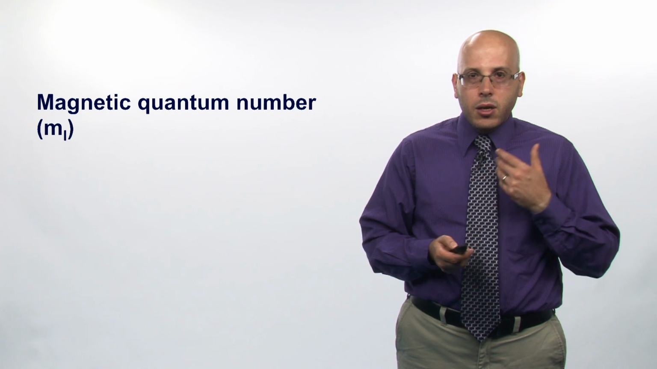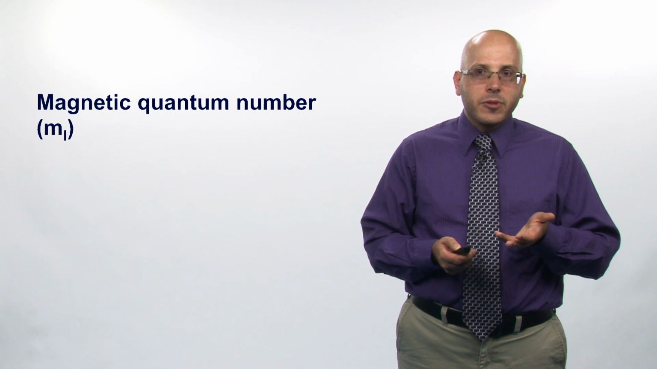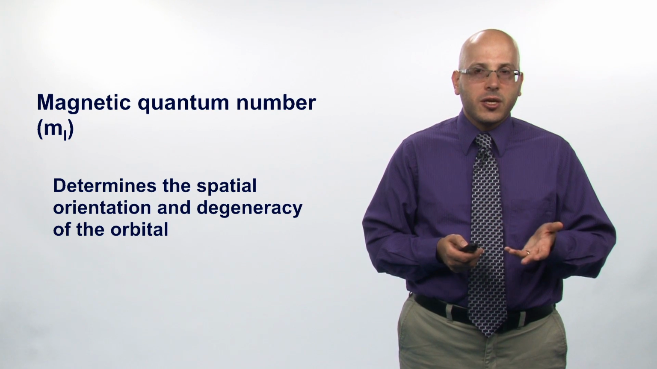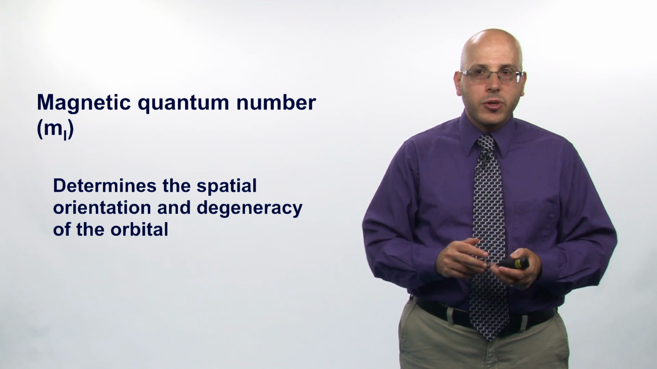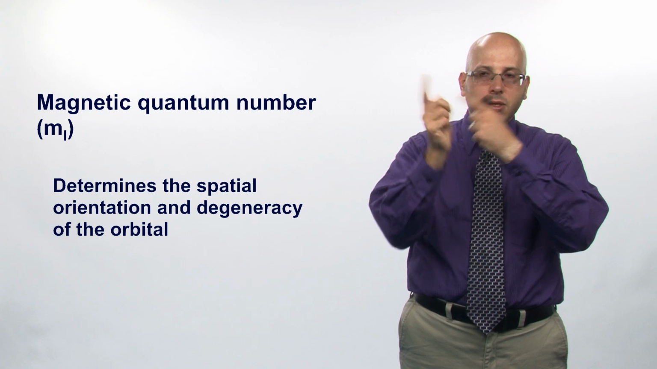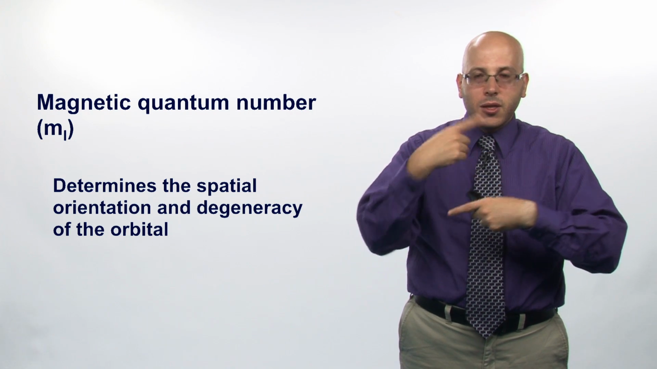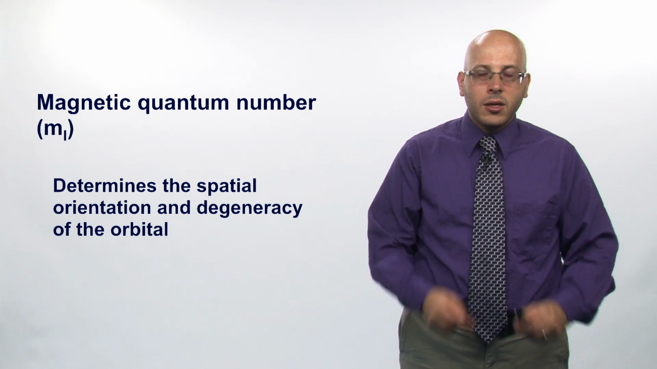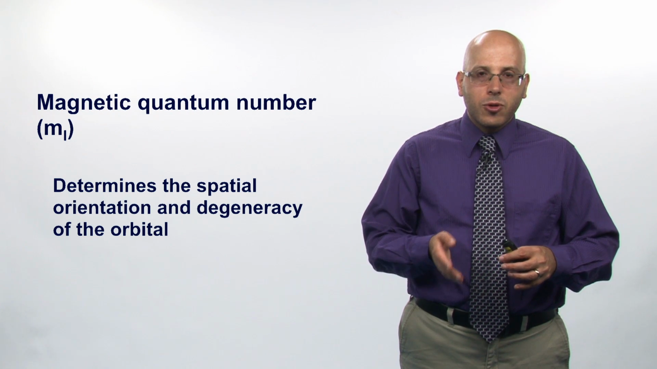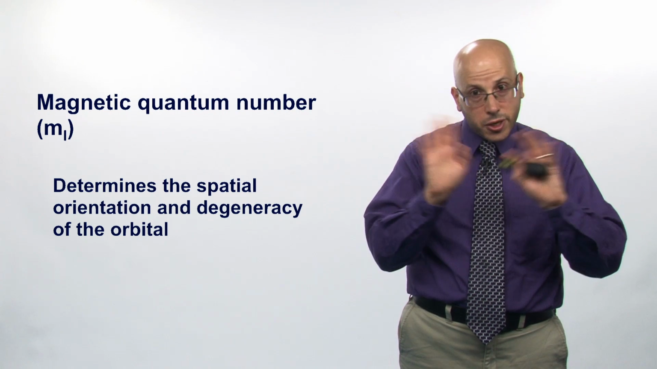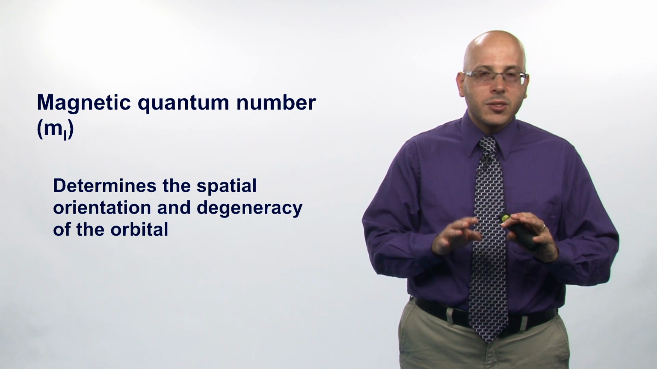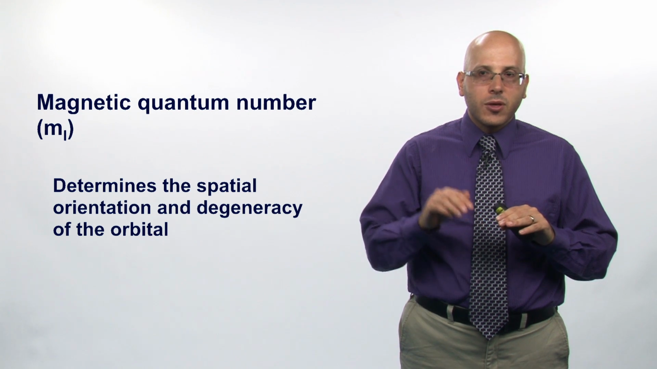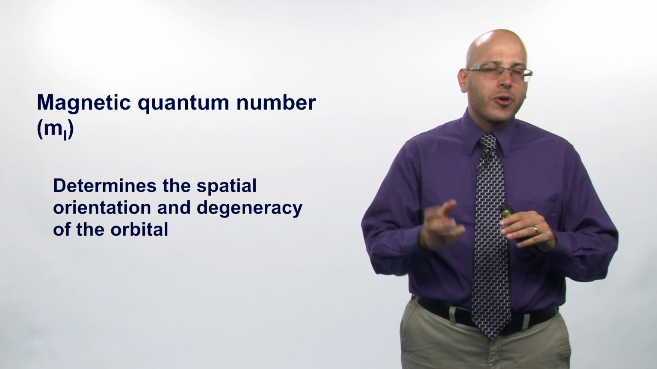Okay. The physical significance for this magnetic quantum number is that it tells you spatial orientation and degeneracy of the orbitals. So spatial orientation means where in space is it located, right? Is it moving around the x-axis or the y-axis or the z-axis or in between these axes, okay? Degeneracy might sound like some dirty old man looking at naughty pictures or something, but that's not what we're talking about here, okay? Degeneracy means how many different ways can you have the same exact energy, okay? So equal energy, but different orientations, okay?